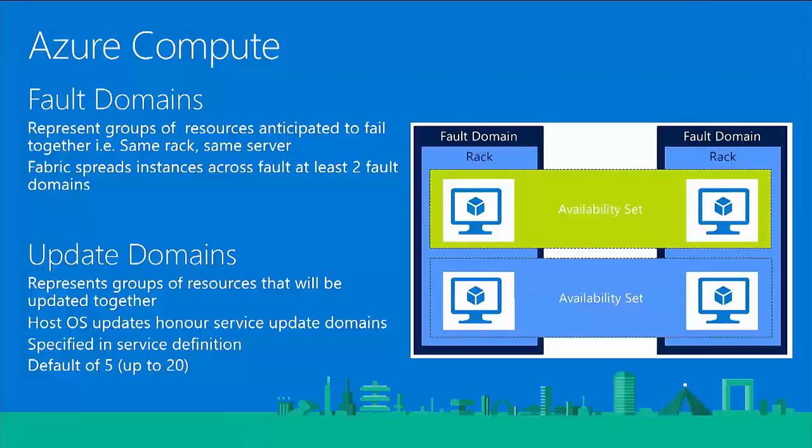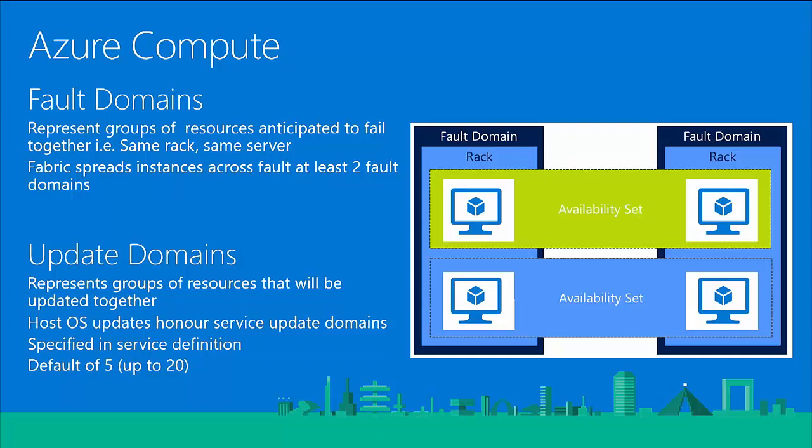Let's talk about Azure Compute as far as failover and resiliency. With Azure Compute, we have these things called fault domains and update domains. Fault domains, they represent a group of resources that could fail together. So if you have a single physical rack, that's a single point of failure physically. That's a fault domain. If you have a same server, that's a single physical point of failure. That's a fault domain. So fault domain is really driven by physicality of the servers.